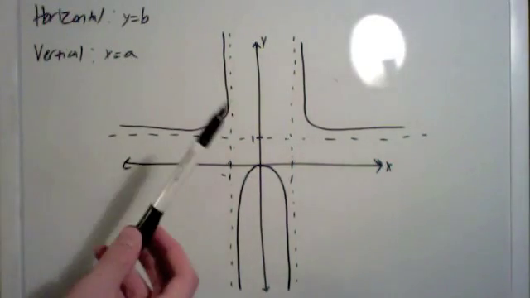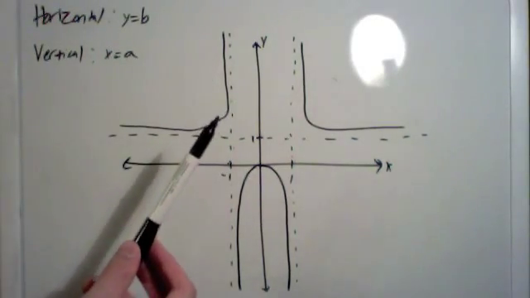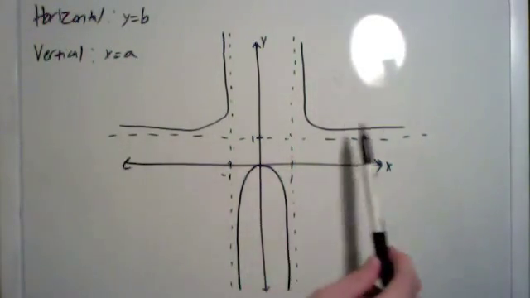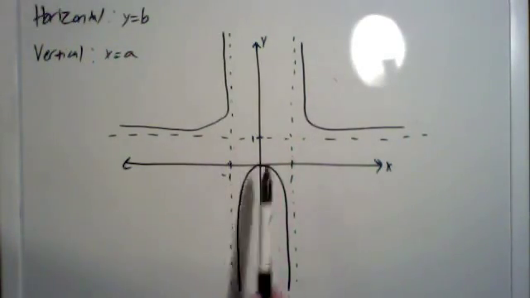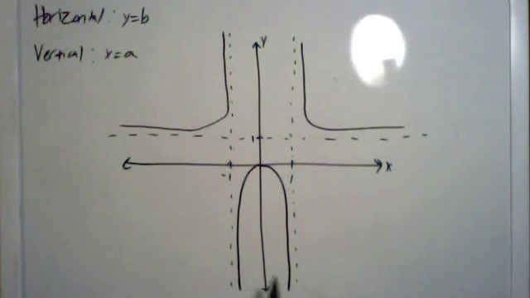So like we've said, this graph has three asymptotes. It has the horizontal asymptote of y equals 1, and the vertical asymptotes of x equals -1 and x equals 1. So let's take a closer look at what asymptotes mean in terms of graphs and limits.